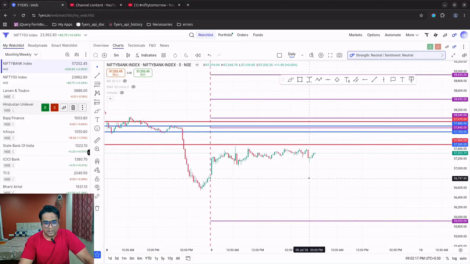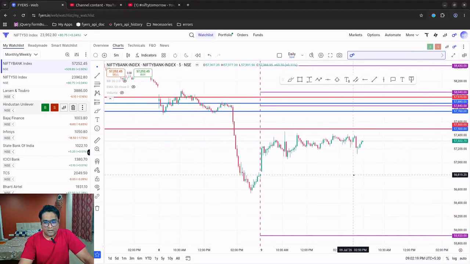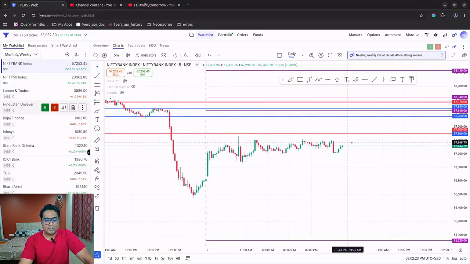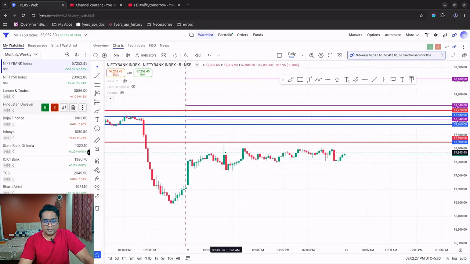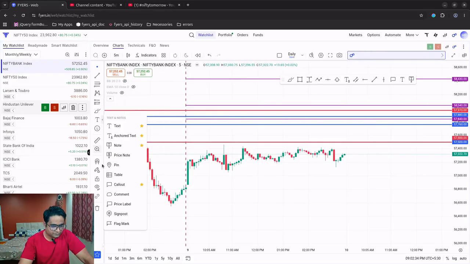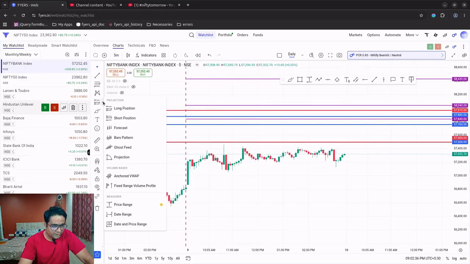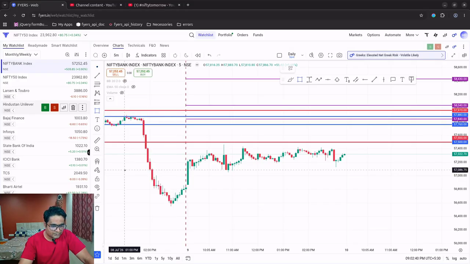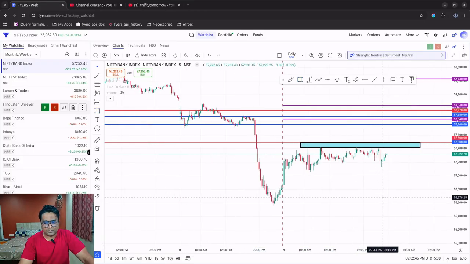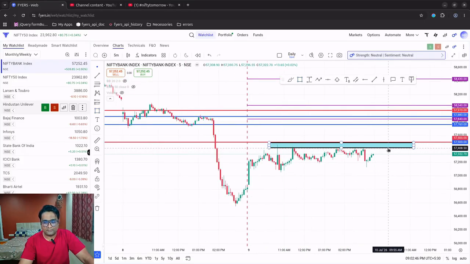In Bank Nifty, you see the market closed yesterday way below the weekly key level, and today you see the market taking resistance at this weekly key level. Let me just draw here. Yes, you can see right here, this is the support taken at the weekly key level.